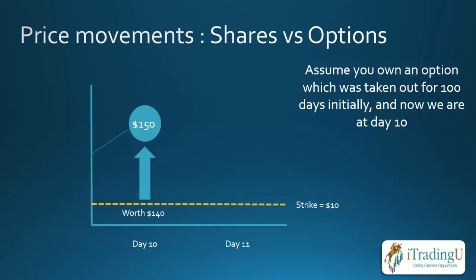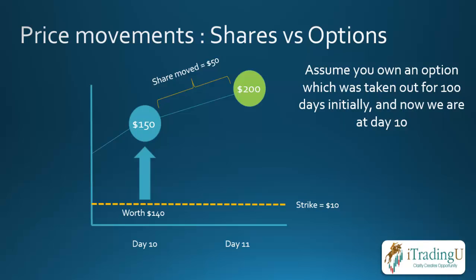Just a caveat, it won't be worth $140, but again, just for the sake of simplicity, I want to explain a concept here, nothing else. So let's assume the current share price is $150 and the current option price is worth $140. Now once again, we go from day 10 to day 11. Share price goes up from $150 to $200. So that share movement there was again $50.